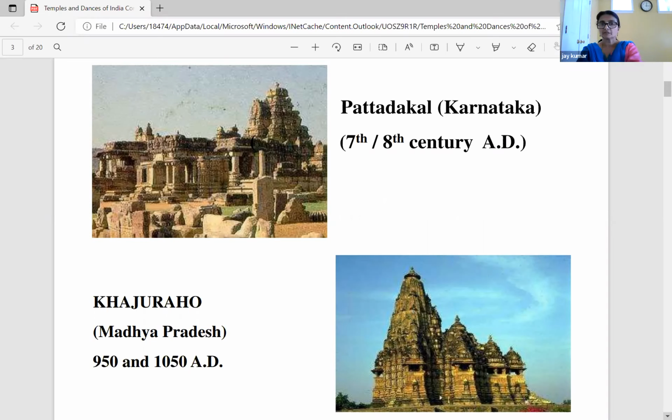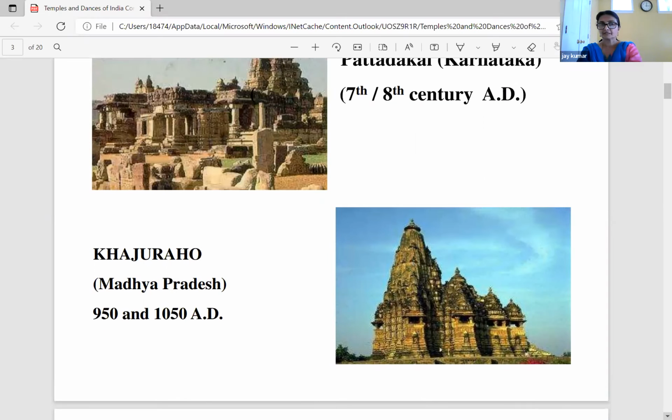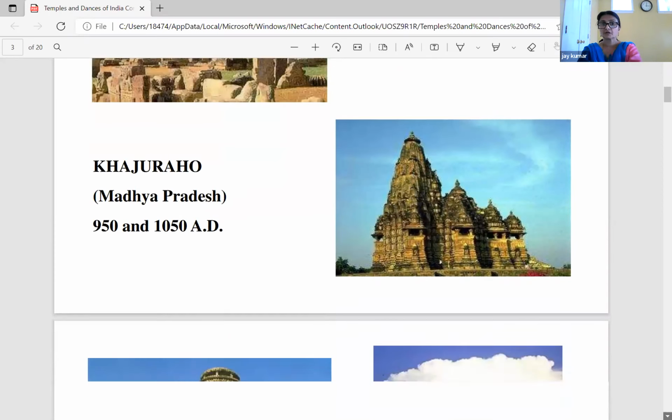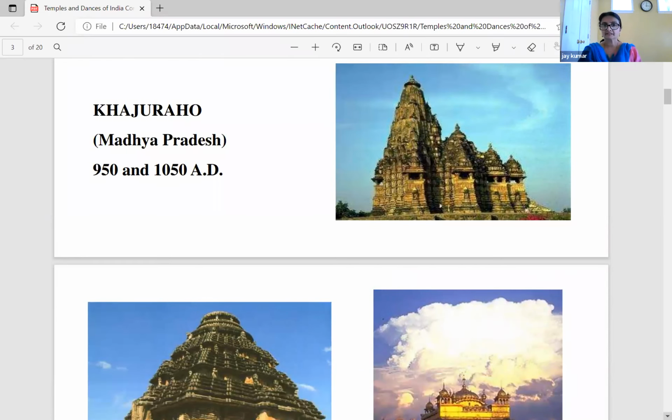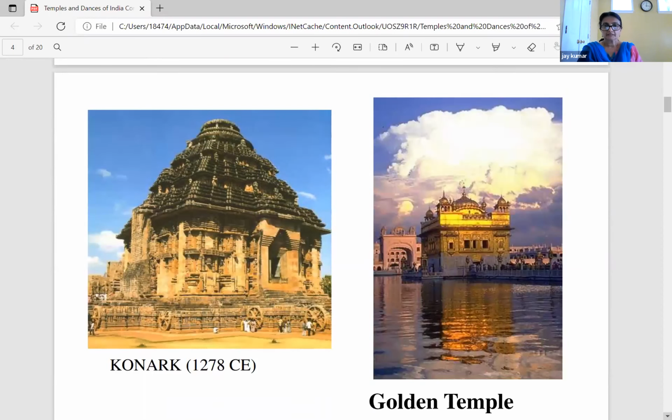And the bottom one is from the northern part of India, called Khajuraho. The name of the state is Madhya Pradesh. This was again built somewhere between 950 and 1050 AD. The structures themselves are different in the way they are constructed, so you can tell the difference between the southern and northern temples. Next, please.